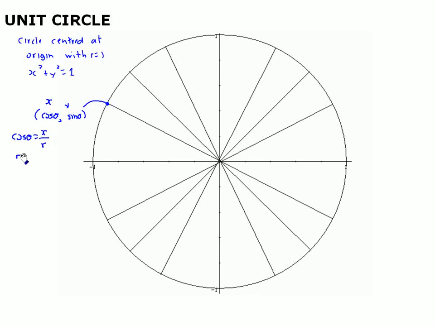So because r is equal to 1, then the cosine of theta is equal to x over 1. And the same thing is true for sine. Sine theta in general is defined on the coordinate plane as y over r. So sine theta is equal to y over 1.